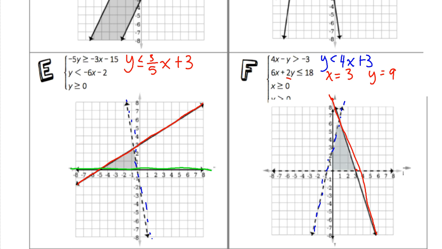The last 2 inequalities are x is greater than or equal to 0, and y is greater than 0. So x is greater than or equal to 0. That's going to be a solid line going right down that y-axis. And y is greater than 0 is going to be that dashed line right across the x-axis. So it's greater than the x-axis and greater than the y-axis. So that's why it's only in that first quadrant. And then it's shaded below the 2 linear functions. So it's in between those 2.